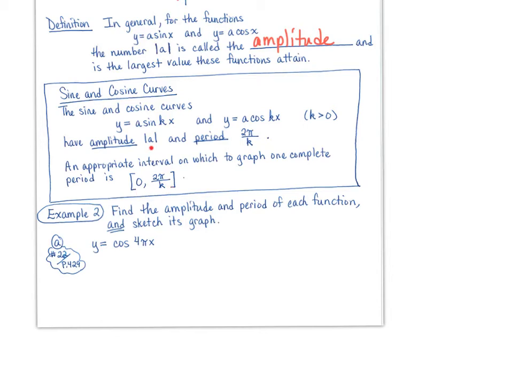All right, so the amplitude is the absolute value of this number in front. For the period, you take 2 pi and divide it by the coefficient of x on the inside. Okay, so let's find the amplitude and the period of each function and sketch its graph. So, what is the amplitude of y equals cosine of 4 pi x? 1. Good. The amplitude is 1.